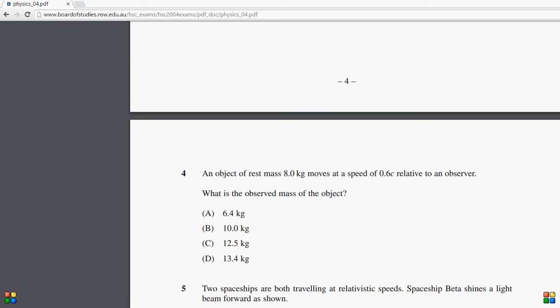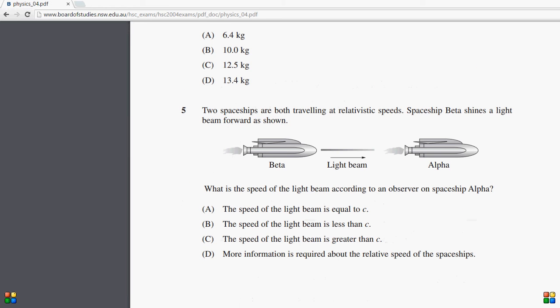So F equals ma, and we want m to increase so that it doesn't go faster than the speed of light. Alright, question 5. Two spaceships are traveling at relativistic speeds. And then one spaceship shines a light beam forward. Now remember, the speed of light is always equal to c, so the answer is A.